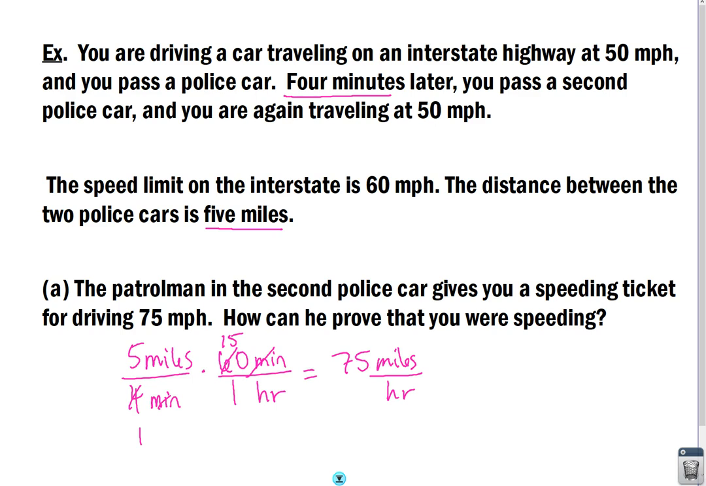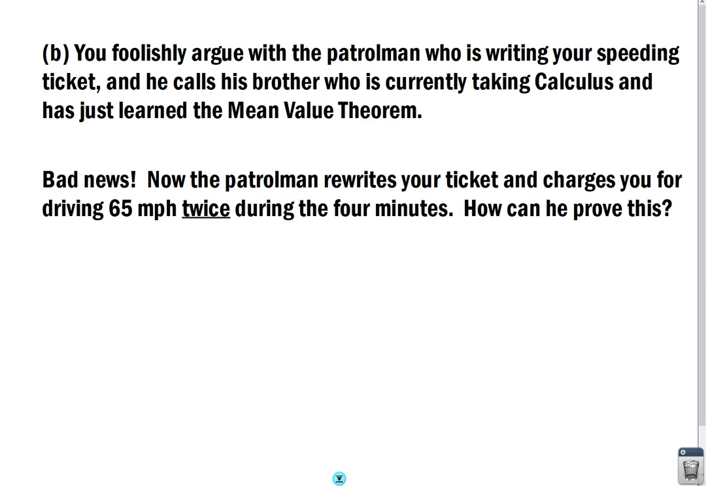It's a rule, guys. So you foolishly argue with the patrolman who is writing you a speeding ticket, and he calls his brother who is currently taking calculus and has just learned the mean value theorem. Bad news. Now the patrolman writes your ticket and charges you for driving 65 miles per hour twice during the 4 minutes. How can he prove that? So he used the mean value theorem earlier, but now how does he prove that you drove 65 miles per hour twice? Well, let's think about your speed.